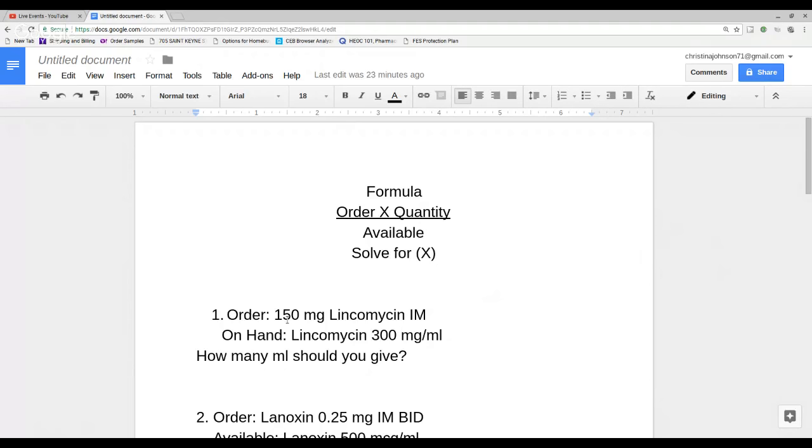So our first problem we have, order is for 150 milligrams of lincomycin, intramuscular, which is IM, and let's just say it's stat, right away. We have on hand lincomycin 300 milligrams per milliliter. So how many milliliters should you give? So that is solving for the milliliters. So you guys should know how to write out the formula. It's right there for you guys.